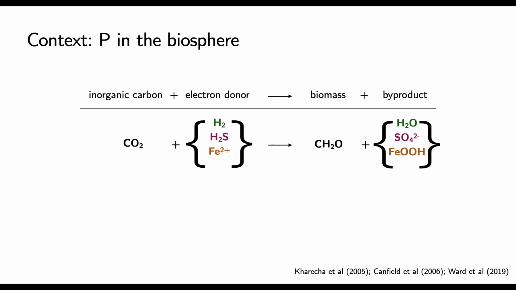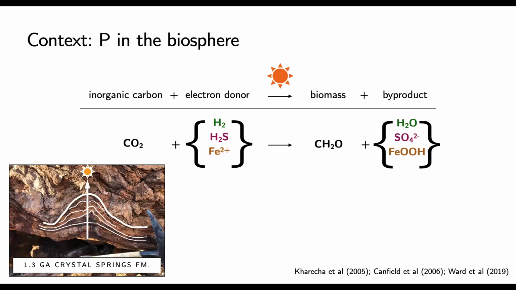And on the early Earth, we think some of these electron donors would have included molecular hydrogen, hydrogen sulfide, reduced iron, and corresponding oxidized byproducts. Now, this can be driven energetically by light if this is phototrophy, so anoxygenic photosynthesis. And we know that organisms have been doing phototrophy, photosynthesis, for much, if not most, of Earth history.